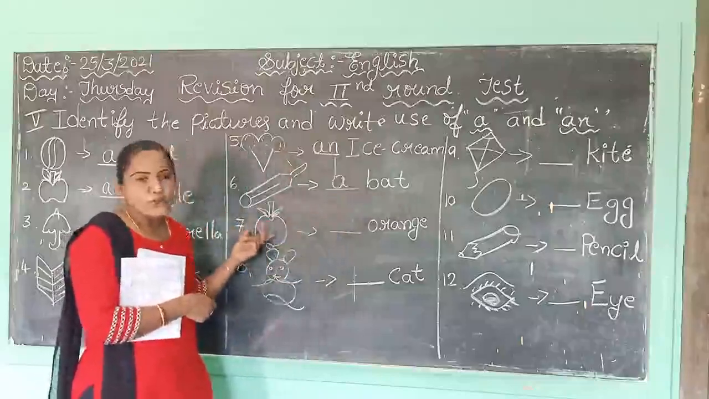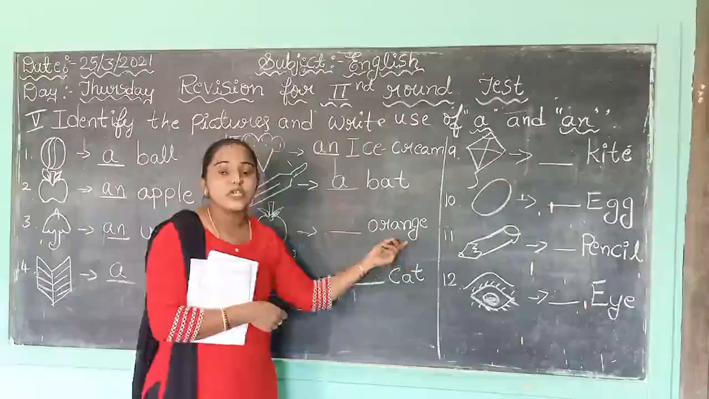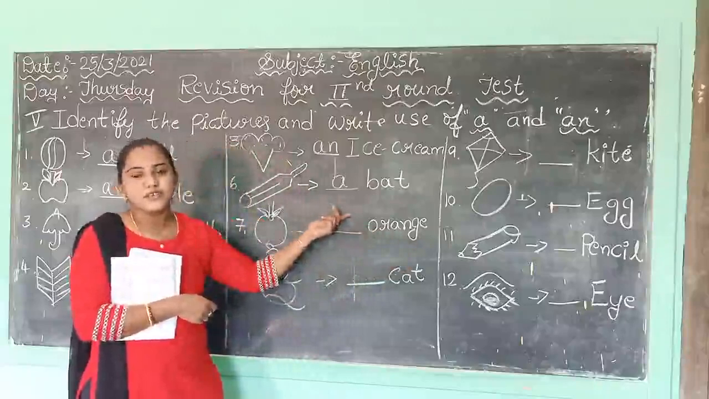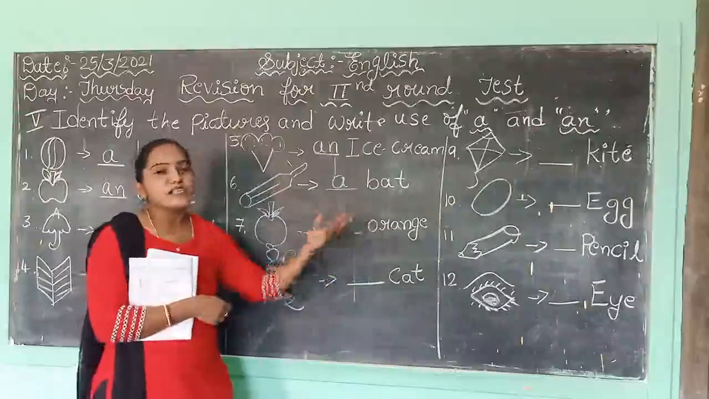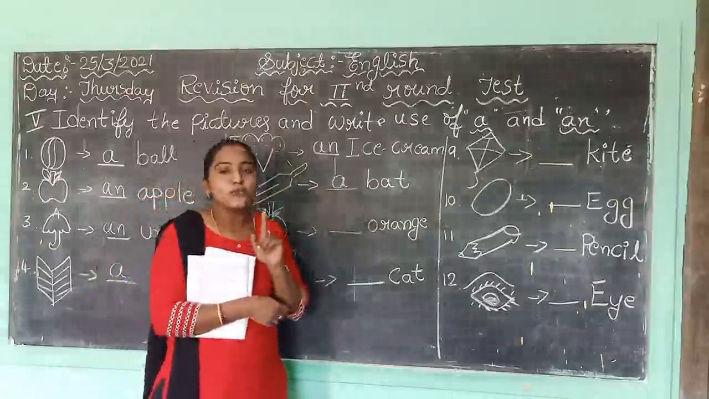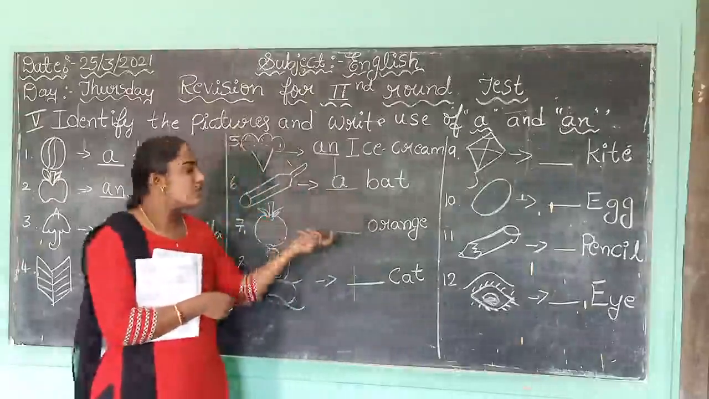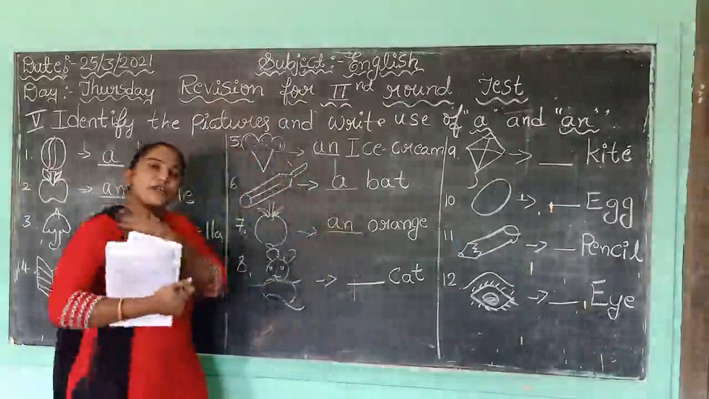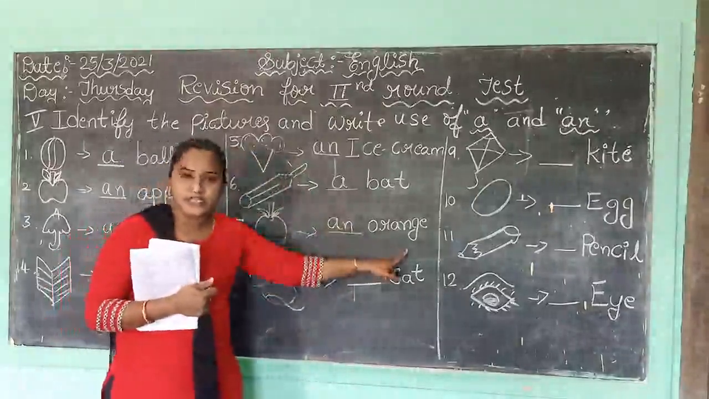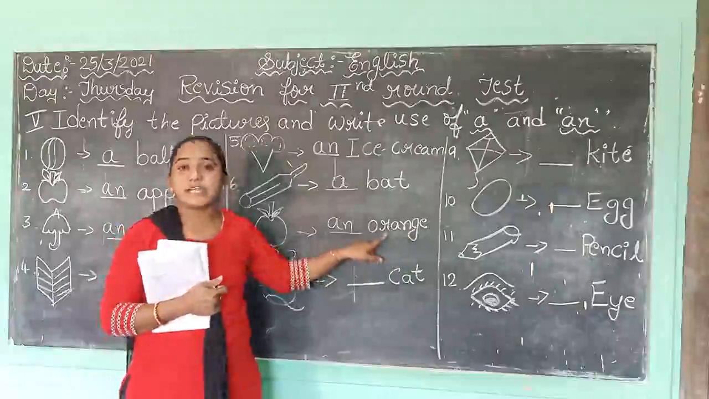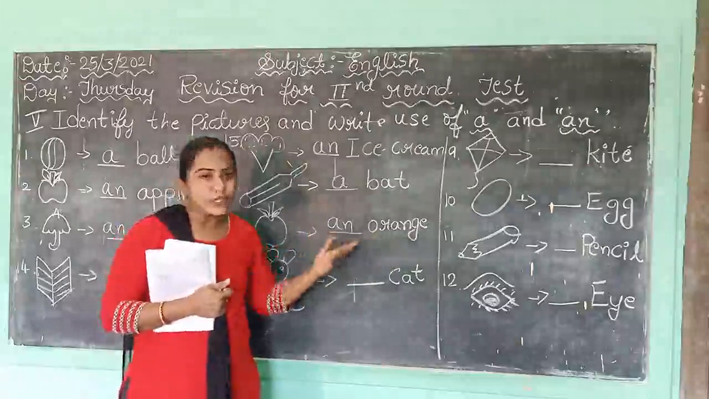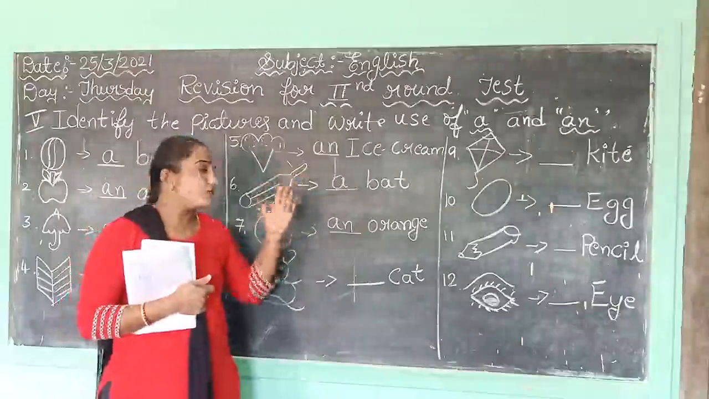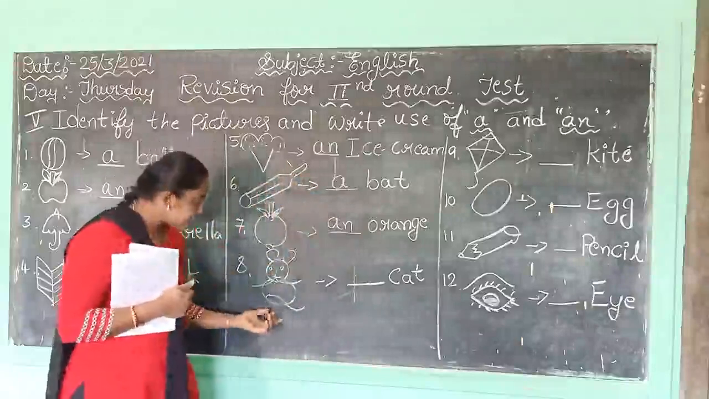What is this? Orange. O-R-A-N-G-E, orange. Which article do you have to write here, children? An, because orange has the first letter O, and O is a vowel sound letter. So I have to write an before orange. So now we need, children, an orange. Because orange has the beginning letter O, a vowel sound letter, before beginning vowel sound letters we use an. Next, let's go to the eighth one.